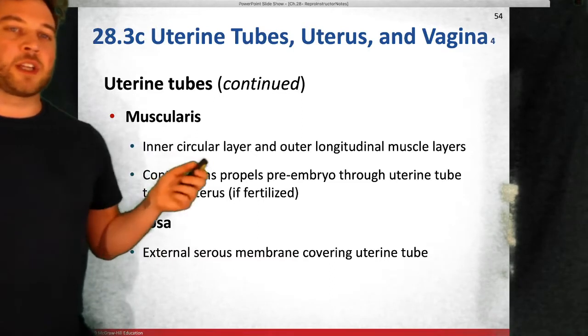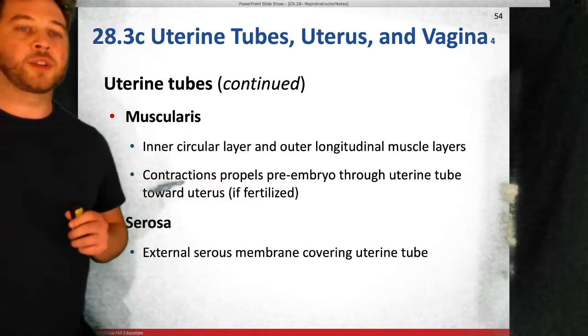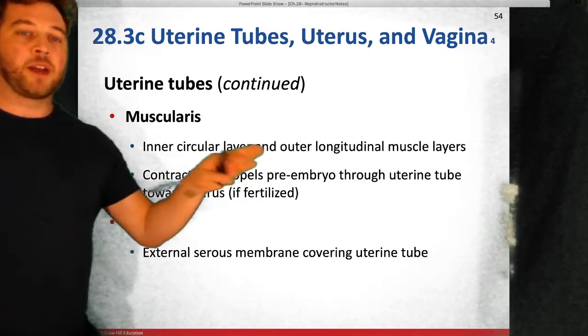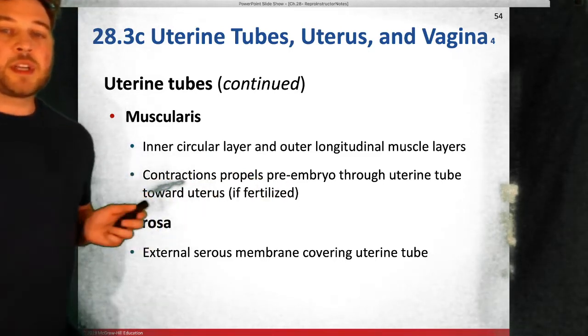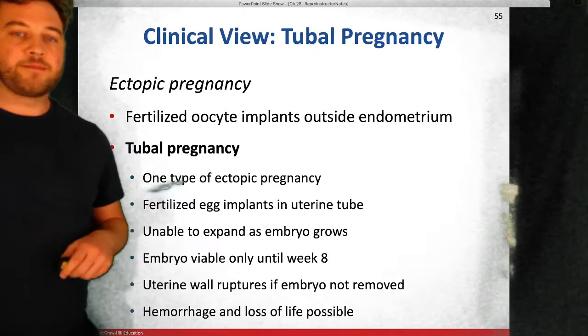The muscularis layer is just what you think, inner circular, outer longitudinal, with contractions to help propel the pre-embryo through the uterine tube if it's fertilized. And then the serosa, an external serous membrane.